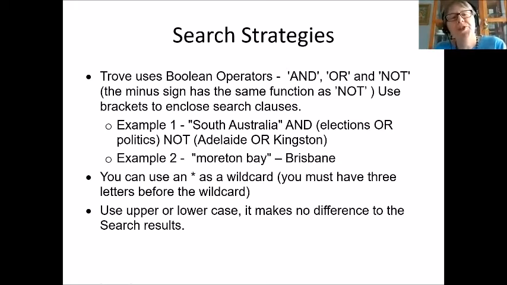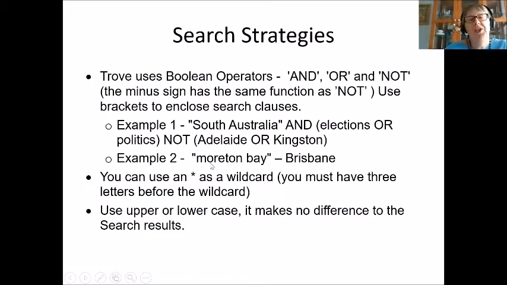So Trove uses Boolean operators. I sound like I know what I'm talking about, but really I don't. So if you want to find out about South Australia and elections, you'd put in South Australia AND elections. So it works that way. If you want to find out about Coraline and football, put in Coraline, then AND in capitals, and football. And then you'll find all articles that are connected to Coraline and football.